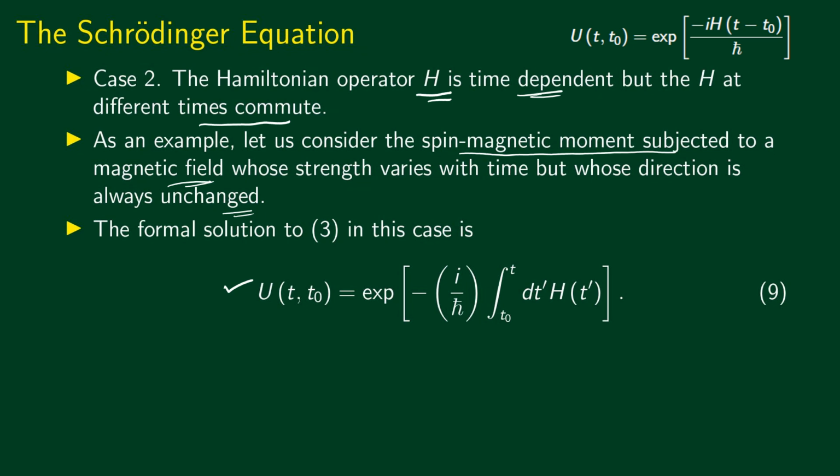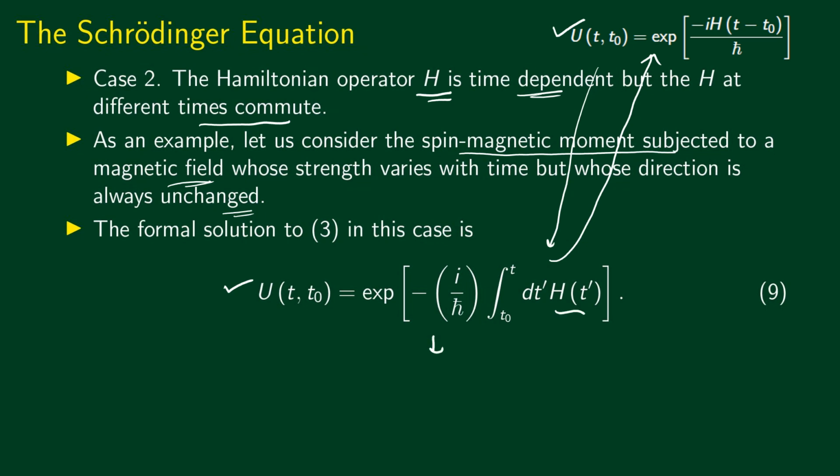Now, when the Hamiltonian does not depend on time, we saw that U(t, t0) has the simple exponential form. Here we have a slightly more general result. We can show that this result reduces to that result when the Hamiltonian does not depend on time. So let's do that first. You start with this result.